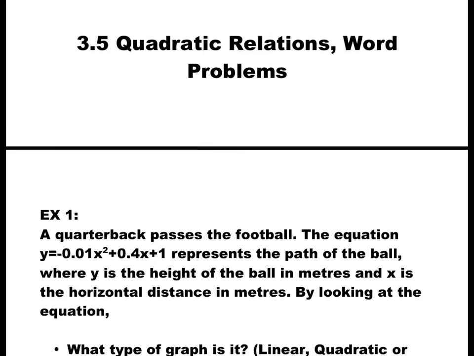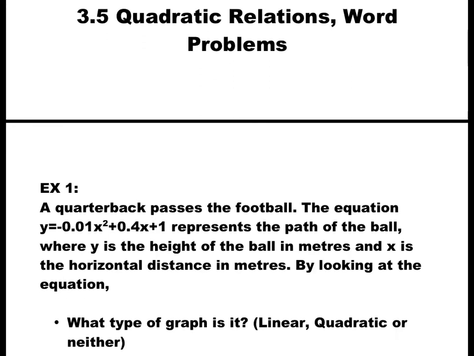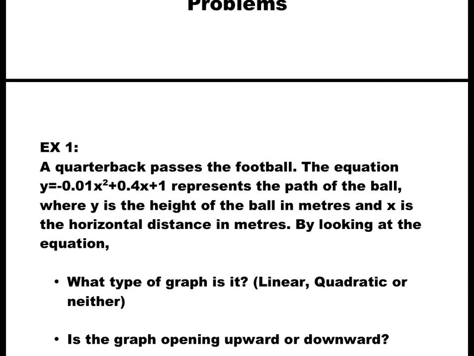The equation representing the height of the ball is given here as y equals negative 0.01 x squared plus 0.4 x plus 1. Y is the height of the ball and x is the horizontal distance in meters from where the quarterback shoots the ball. Now, the first question is asking, what type of graph do you think it is?